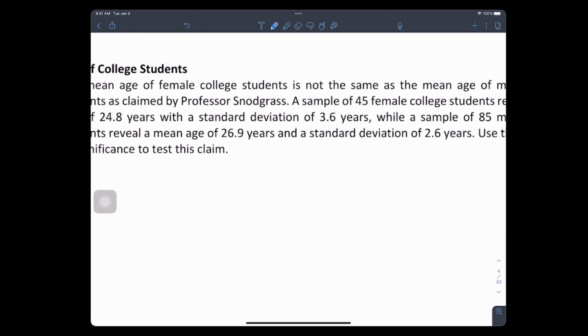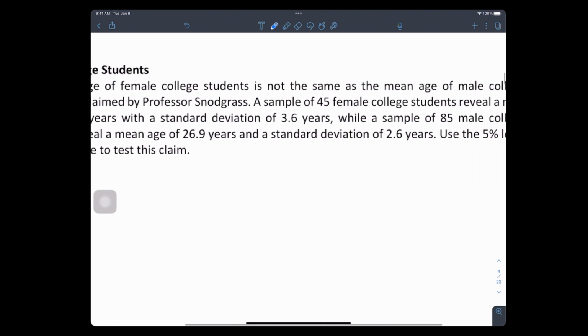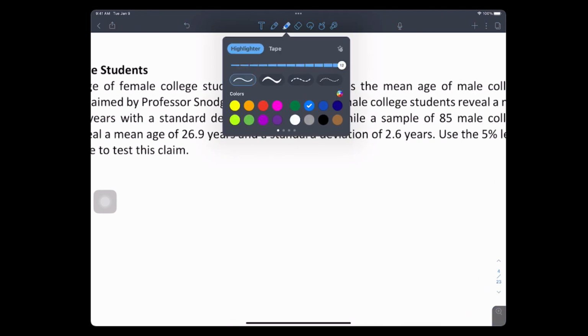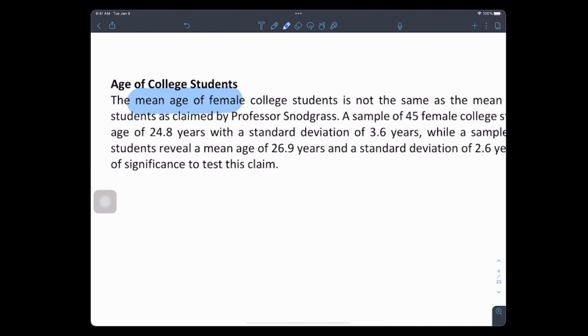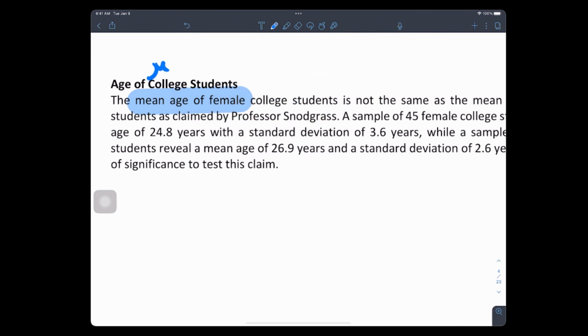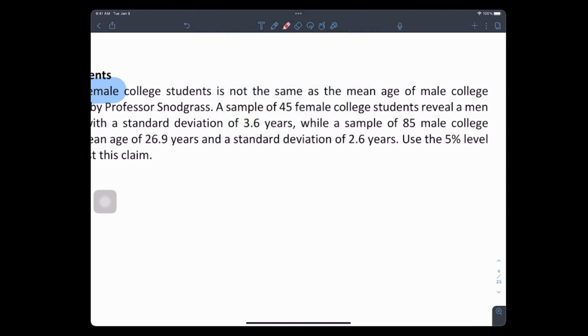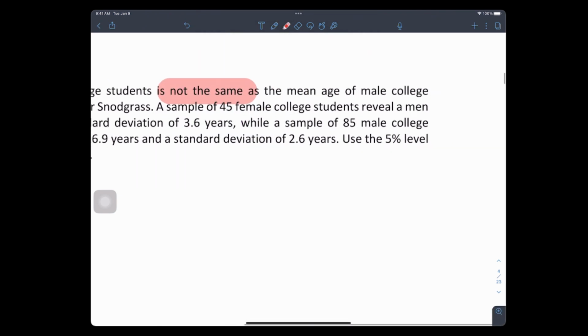What do you guys think might be older? Well, what does it say? The mean age of female college students is what? So we're going to say the mean age of female. Oh, that's mu. Mu F, if you want to look at it that way, is not the same as the mean age of male college students. Okay, and that's mu M, if you want to look at it that way.